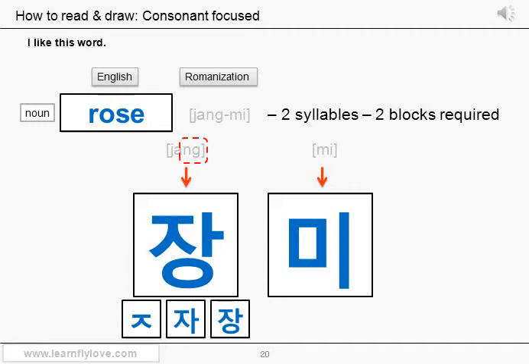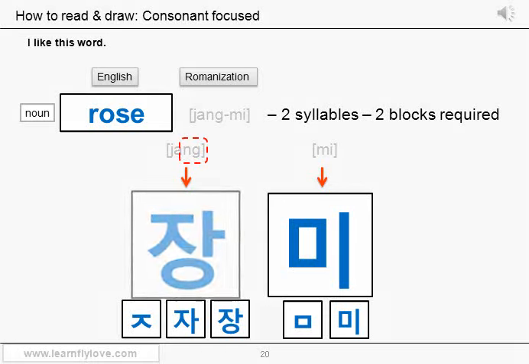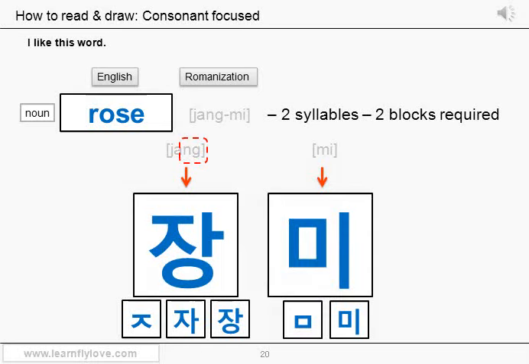And the initial consonant of the next letter is mu, like M in English. And the vowel is e. So it's mu, mi. 장미, rose.